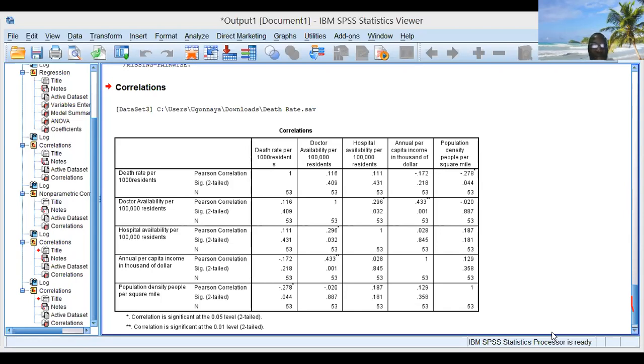Then we have population density and annual per capita income. Why I did this one is not because I want to correlate them. It's just for you to see what you get when you run many bivariate correlations together at the same time. This is what it gives you. So if you look at it, you have done 1, 2, 3, 4, 5, 6, 7, 8, 9, 10 correlations. You have done 10 correlations.